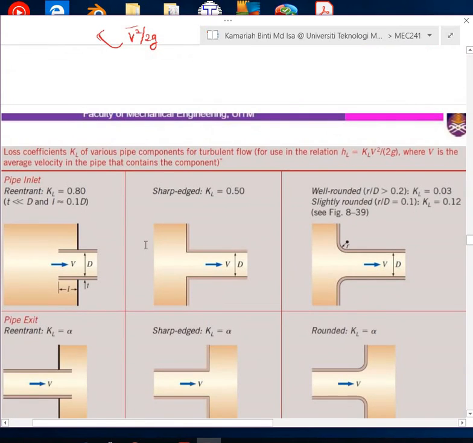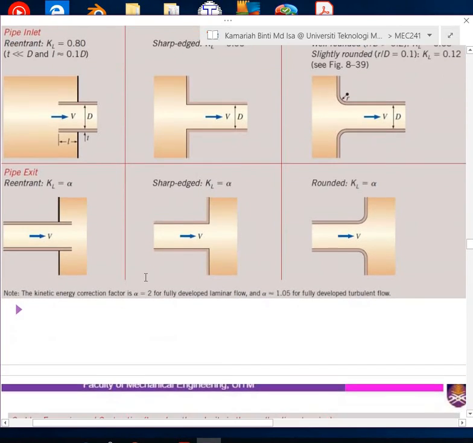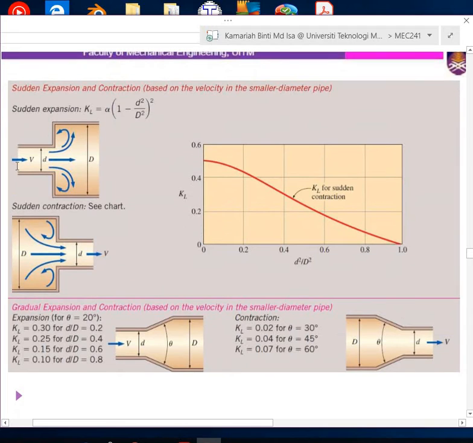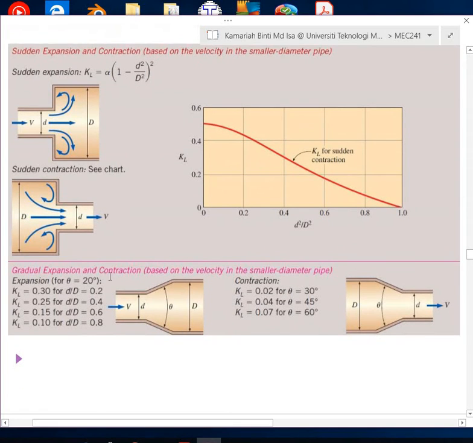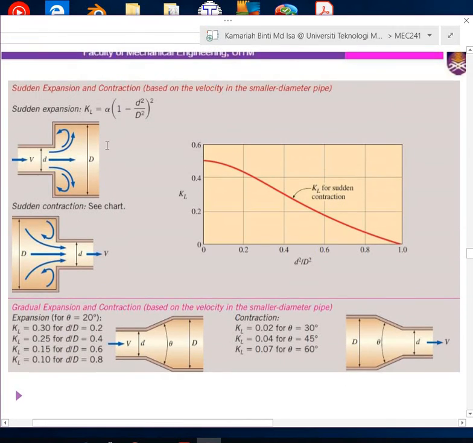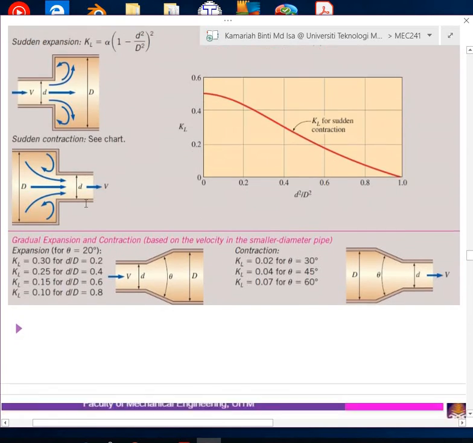I just want to show you the types of components that we have. We also have sudden expansion. Based on its name, you know a sudden expansion is where the pipe expands: at the entrance is a smaller pipe diameter, while at the outlet is a larger pipe diameter. Going from a larger pipe diameter to a smaller pipe diameter is called sudden contraction. We also have gradual expansion and contraction, based on the velocity in the smaller diameter pipe. Basically all of the KL values are different.